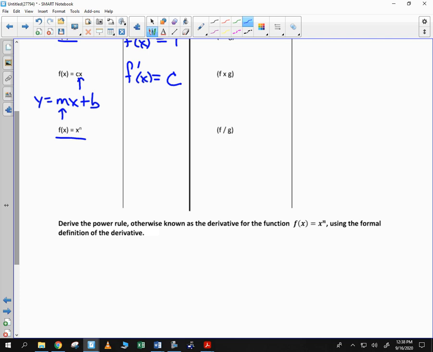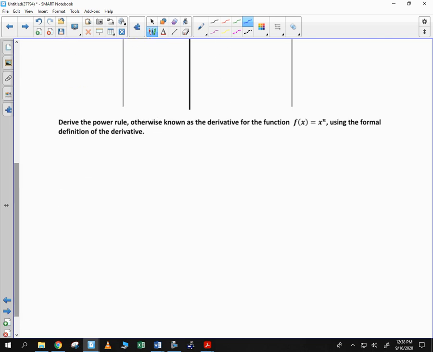And so what we are going to do is show you the power rule, otherwise known as the derivative for the function f of x equals x to the nth. And we're going to show you how we come up with the formula. This is really fun to go through. I enjoy going through it with a number of students during class every year. But in this situation, I don't get to do it with you. You have to kind of watch it, but hopefully you catch up on my enthusiasm.